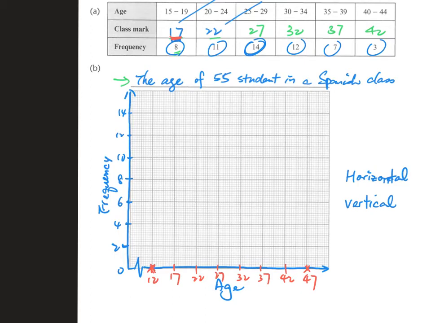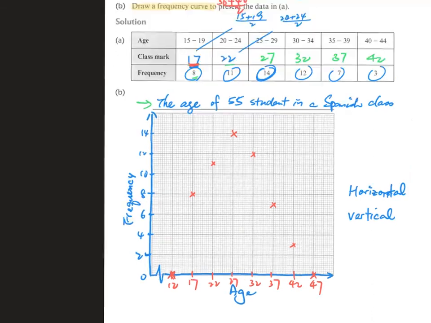Okay, 12 is 0, 17 is 8, 22 is 11, 27 is 14, class mark 32 is 12, 37 is 7, 42 is 3, and finally 47 is 0.